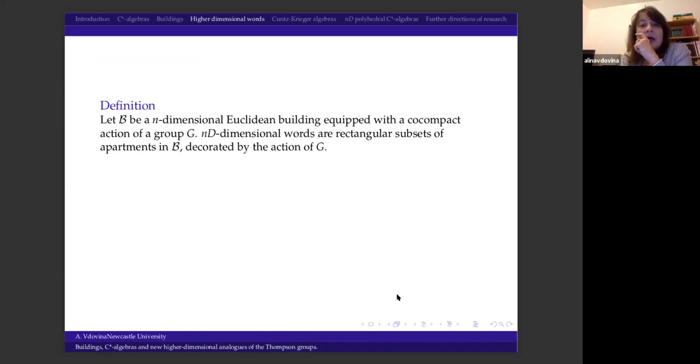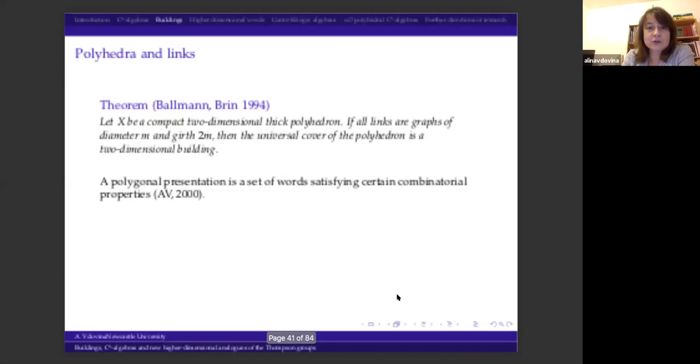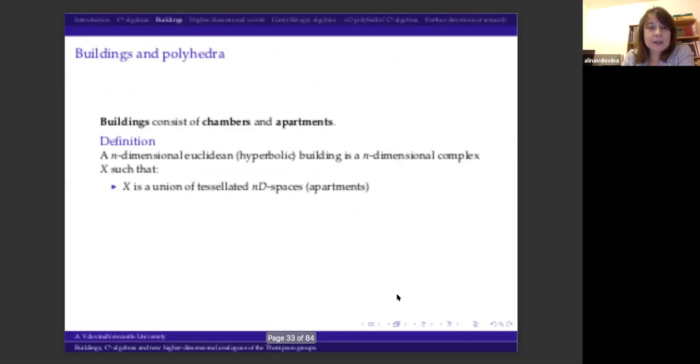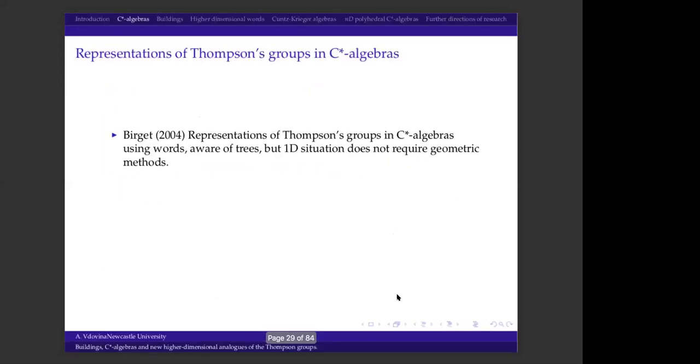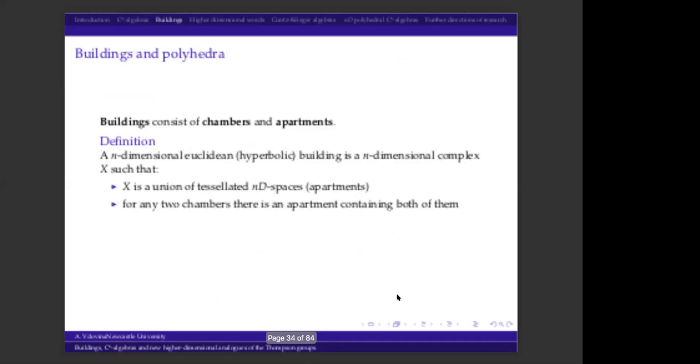But now let's talk about n-dimensional words. So in my introduction of a Thompson group in terms of prefix codes, we started with words, right? So maybe I should come back to Lina: n-dimensional, this is n times d?